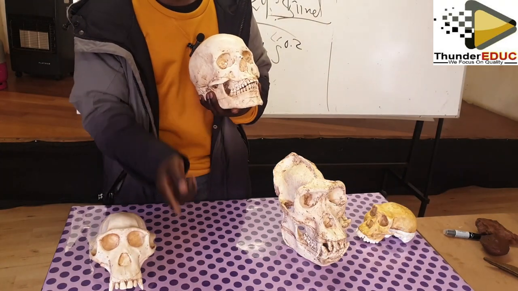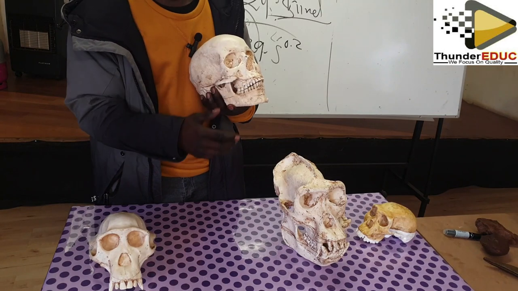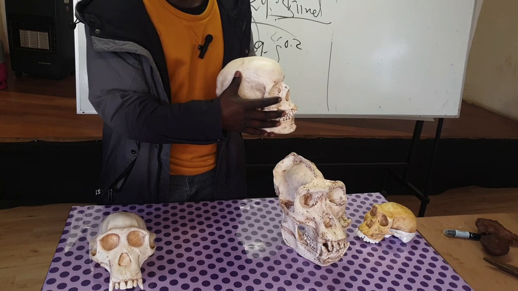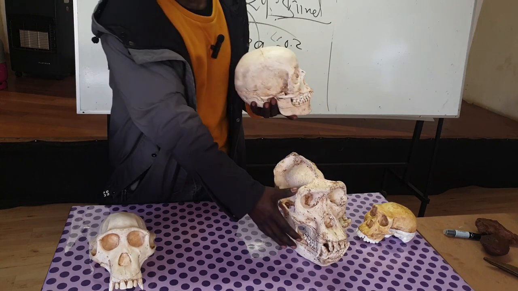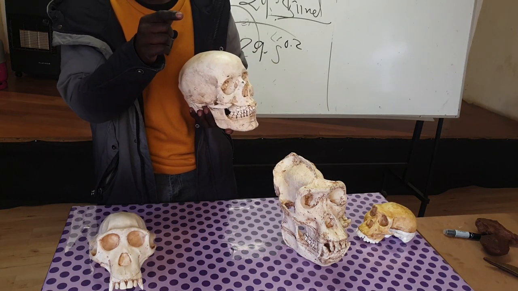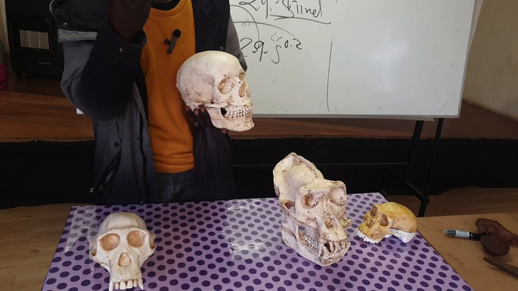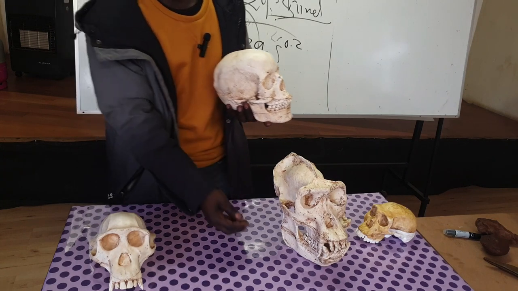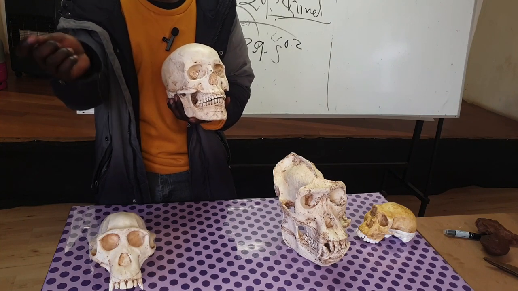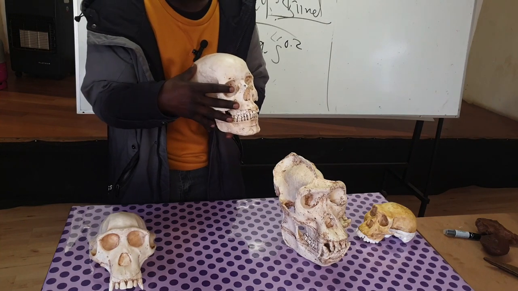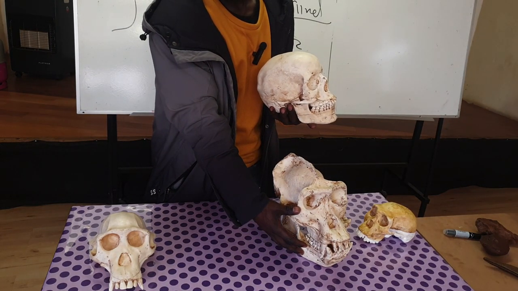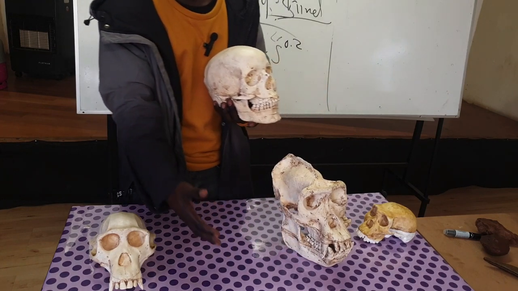When you're describing this, the moment you use the word prognathous, yes, say that this is not prognathous, this is prognathous. Is it clear? When you talk about jaws, you talk about more protruding jaws, less protruding jaws. You understand? But when you use the word prognathous, it's prognathous or not prognathous. Okay, so see the difference, guys. Do you understand?